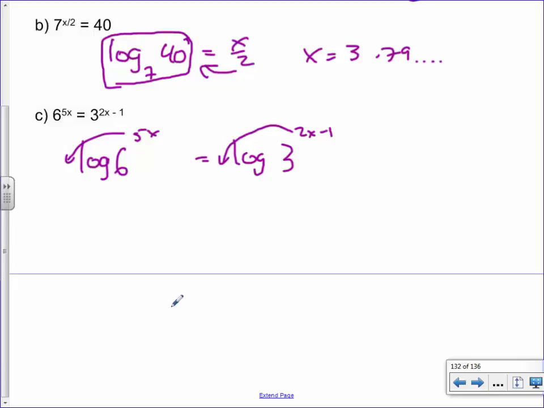There's actually a question in your assignment on the back page that uses this skill, if you guys were on that one already. So what this means is that you now have 5x, and you're timesing by log 6, and you have 2x minus 1. I'm going to make sure I'm really clear about this, though. The whole 2x minus 1 is timesing by log 3. Log 3, just a number. Log 6, just a number.